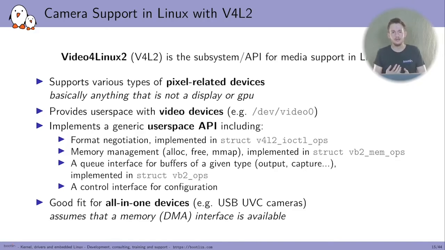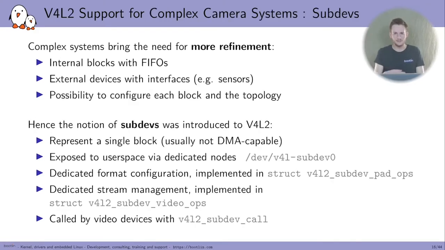So this approach works well, but it works pretty much for all-in-one devices where you have a DMA interface available in the same device. But we're going to see that there are some limitations for more complex cases. Typically, when we have a chain of multiple blocks, like the bridges that we might have, so when we have multiple components that each can have their own configuration, for example, the sensor would be one of these blocks, the MIPI CSI2 bridge would be one, the CSI controller would be one. And so we have these different blocks that we can sometimes connect in different ways. So we can configure the topology as well as configuring each block.